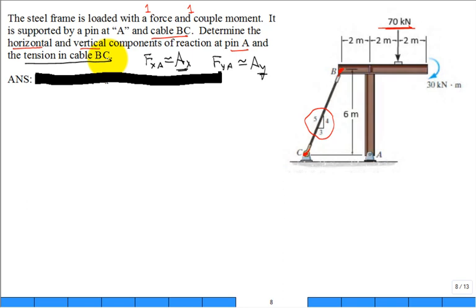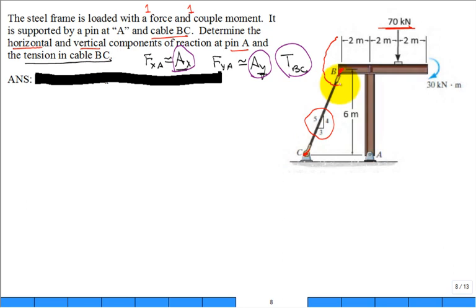So what's the approach to a problem like this? Clearly understand what we're trying to solve for. Three things: the horizontal reaction at pin A, the vertical reaction, and then the tension. Those are our three things. We introduce some notation for the three unknowns that we're trying to solve for. Then we decide on an object of study, a free body diagram. This is pretty easy to do.